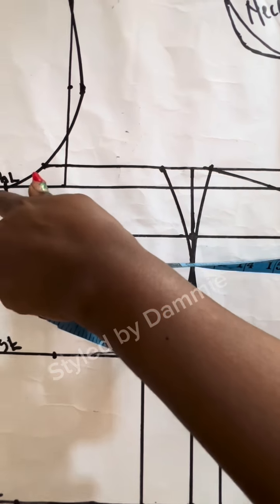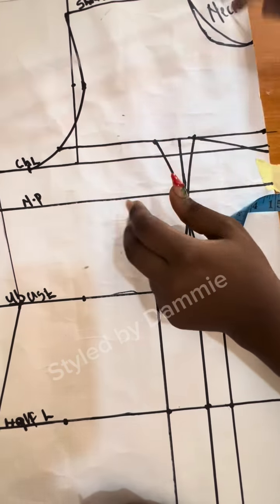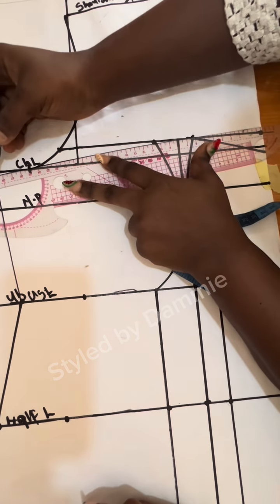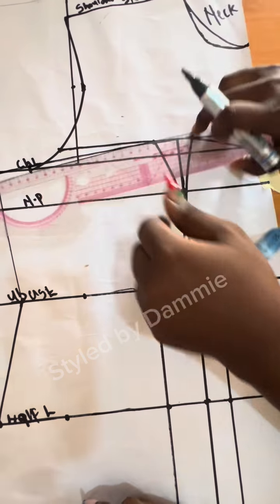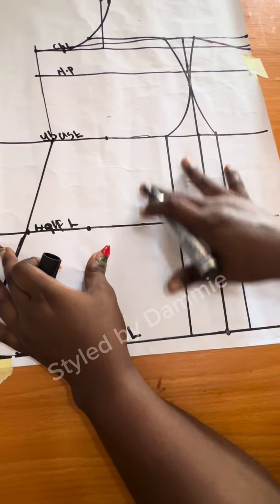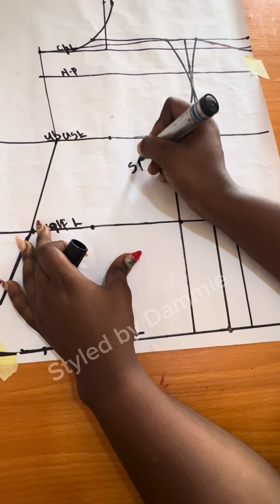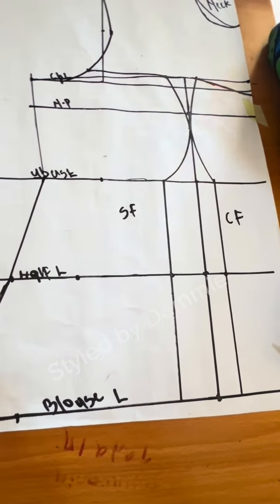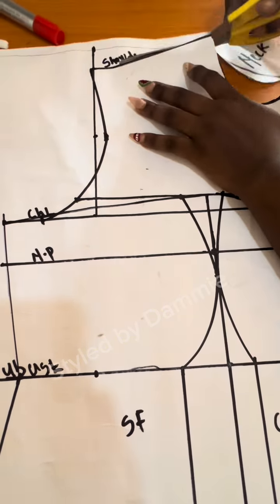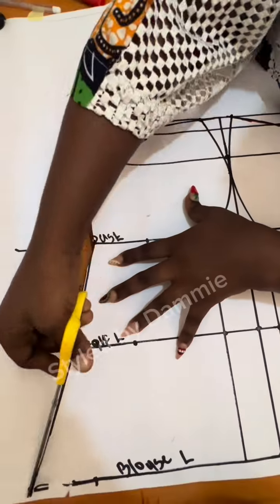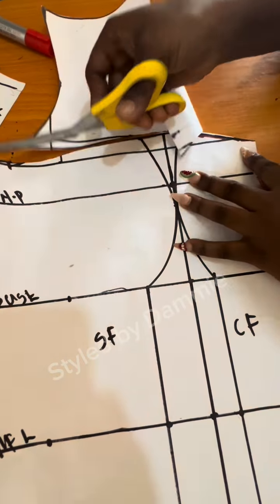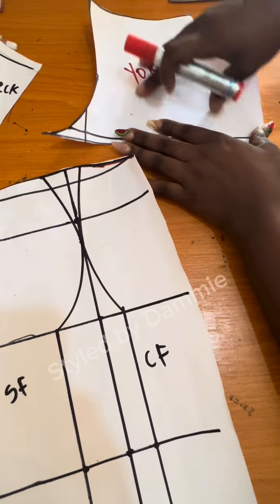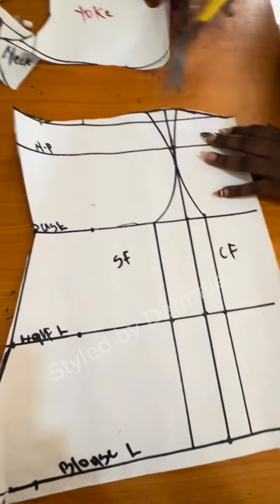Then to get to the armhole point, we have to use our curve to connect from this point to the armhole point, just like this. So this is what we have. Don't forget to label your pattern. This will serve as our side front, and this is the center front, CF, SF. So now we can cut it out. This is the yoke, the one that is always at the front, the upper part. Now let's continue with our cutting.